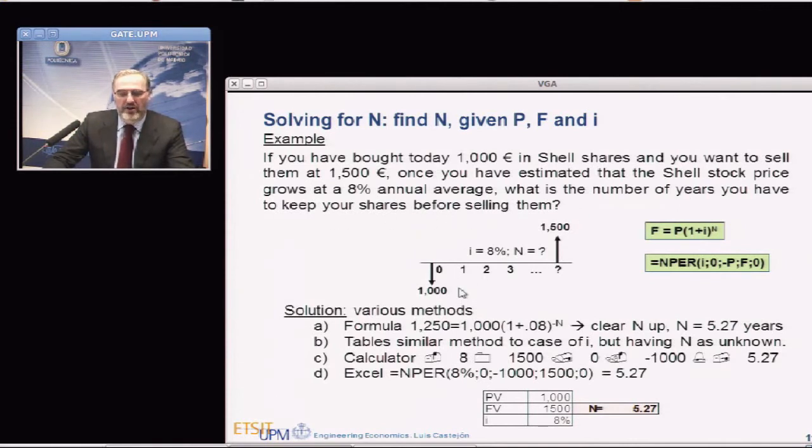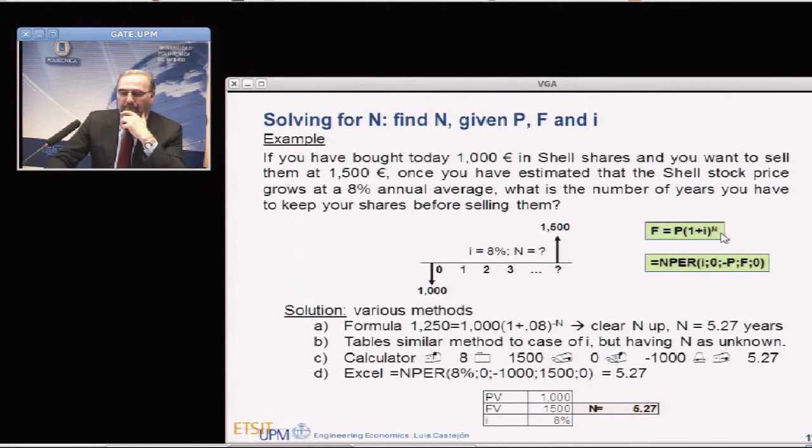So you have 1,000 euros in Shell shares today. You want to have in the future, you don't know when, the number of years, you don't know. That's what you want to know. You want to have a future value of 1,500 euros. You know that the interest rate is 8%, so the value of those shares grows 8%. What is the number of years you have to wait until selling your shares? So that is the number you can find here.